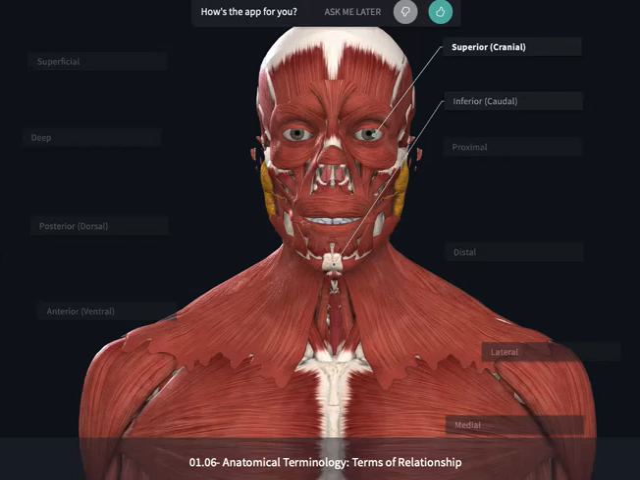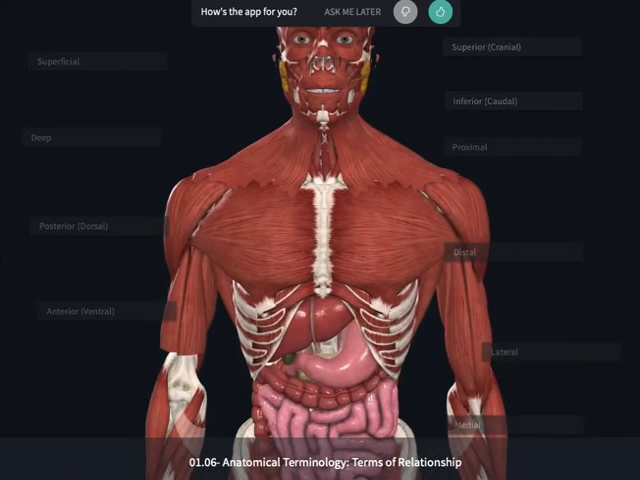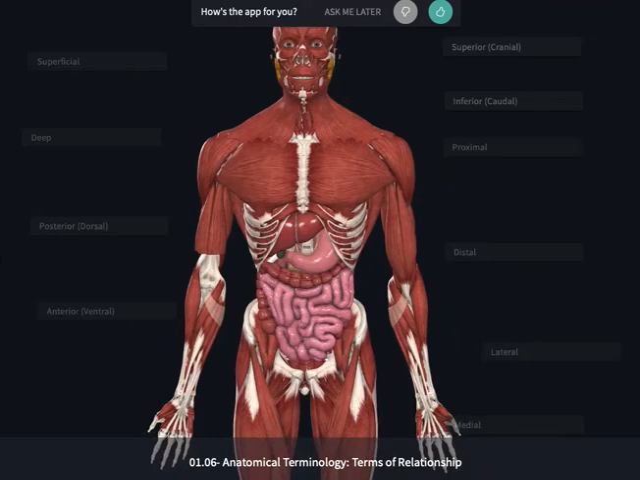Now we could describe the eyes as being superior to the oral cavity, or I could describe the chin as being inferior to the oral cavity. The terms superior and inferior often are going to be applied to the trunk or the structures within the midline of our body, also including the head and the neck.